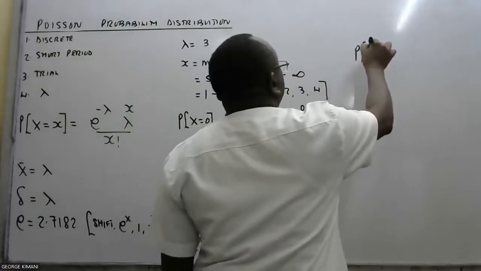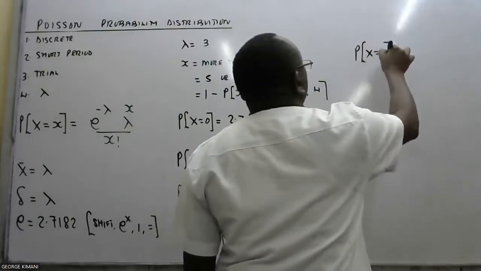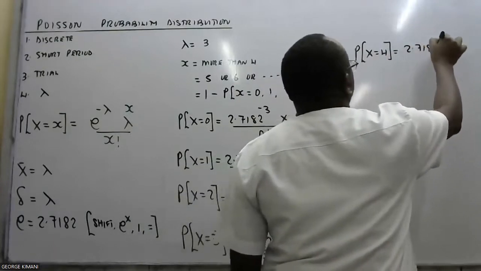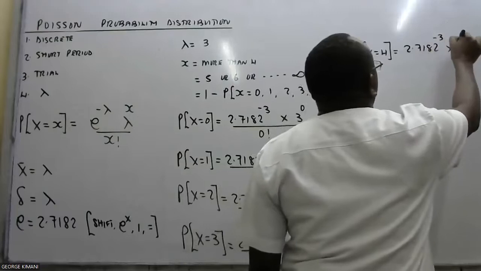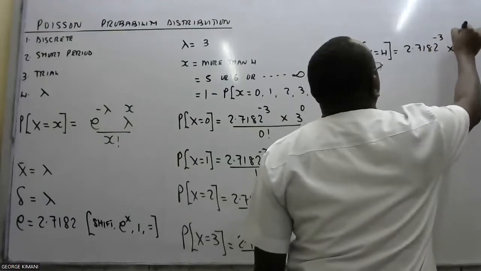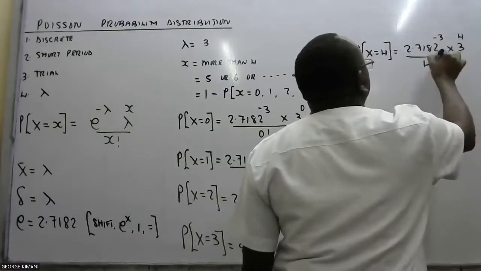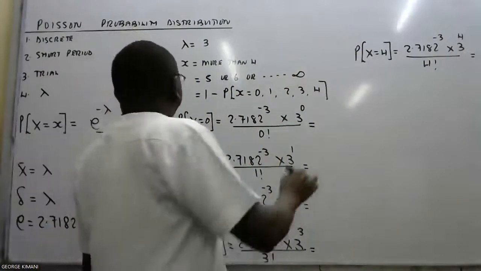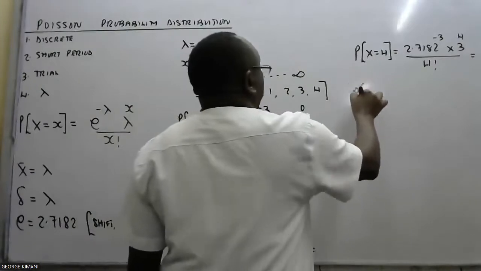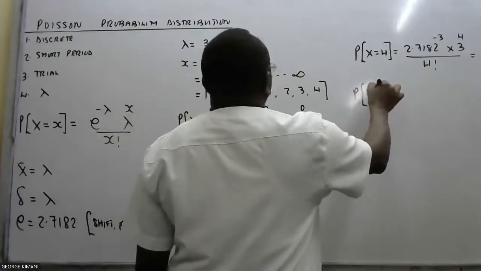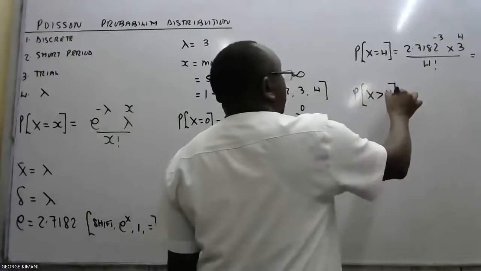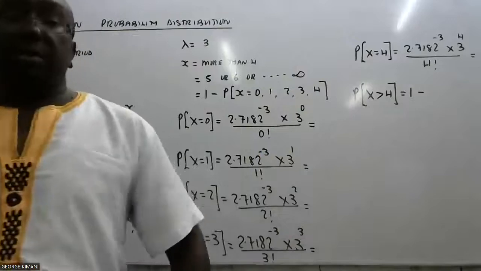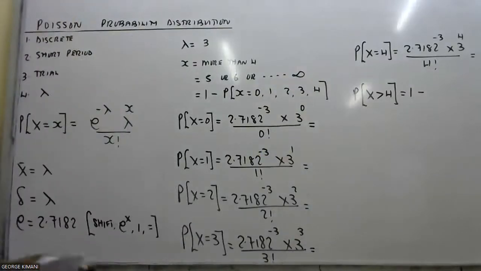The probability that x is equal to 4 is 2.7182 raised to the power minus 3, times 3 raised to the power 4, out of 4 factorial. So now, once you finish, the probability that x is greater than 4 will be 1 minus that sum.